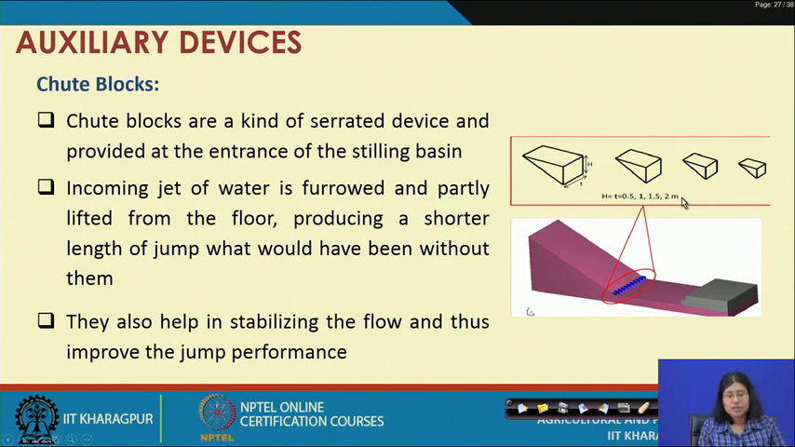The incoming jet of water is furrowed and partly lifted from the floor, producing a shorter length of the jump which would be produced here. They also help in stabilizing the flow and can improve the jump performance in the presence of these small blocks.